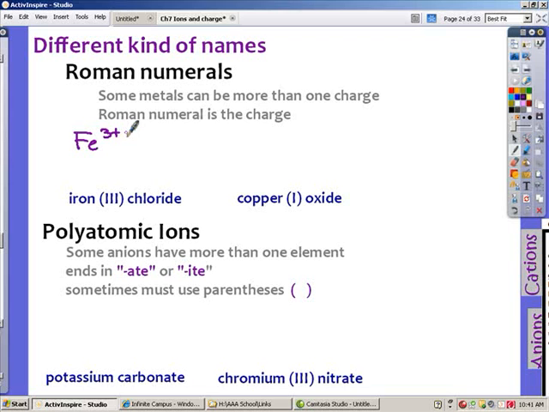I can do my chloride. I've seen that before. That's a -1 charge. Crisscross. And I get iron chloride. Iron 3 chloride, we say. Why don't you try the copper 1 oxide and see how you do with that?